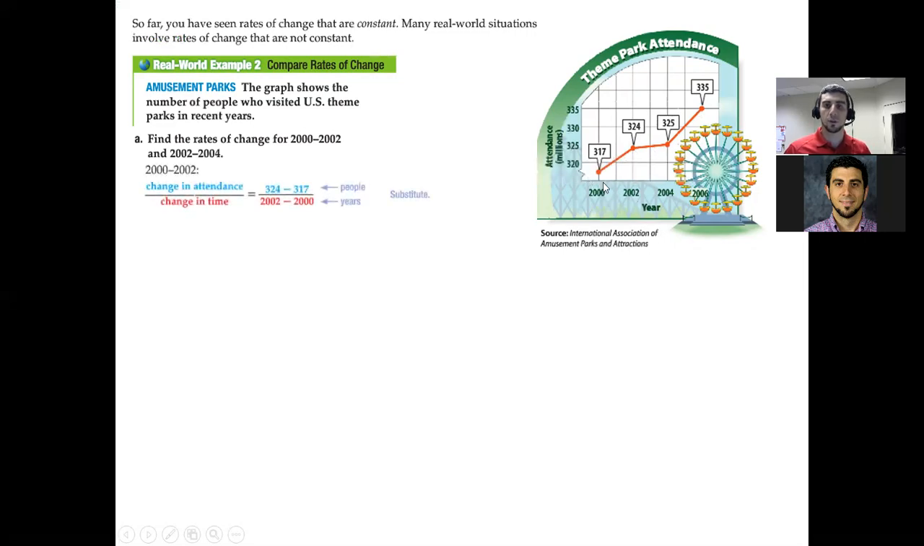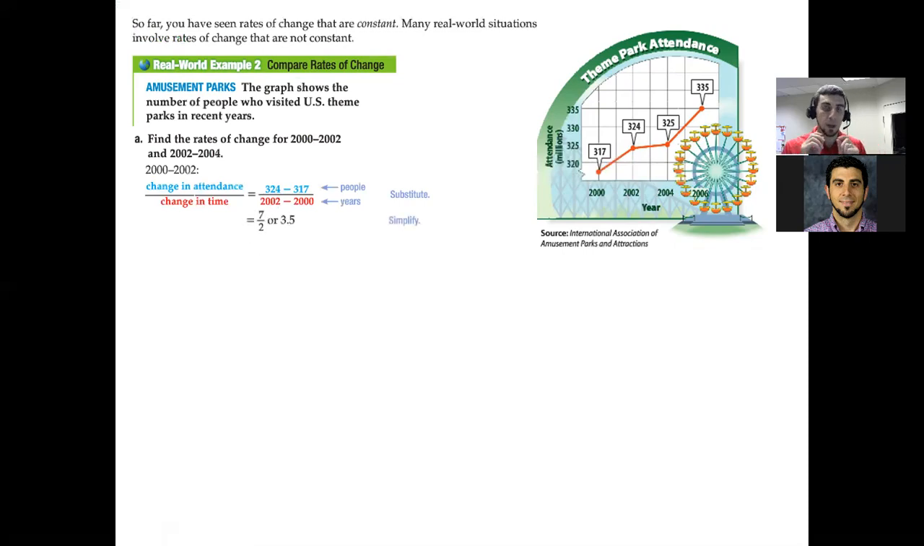So if I go from 2000 to 02, be careful here. You want to do the change in the dependent variable, which is attendance, that's on the y-axis, so to speak, divided by the change in the independent variable, or the x-axis, or the time. So you would do 324 minus 317 over 2002 minus 2000 gives you 7 over 2, or 3.5.